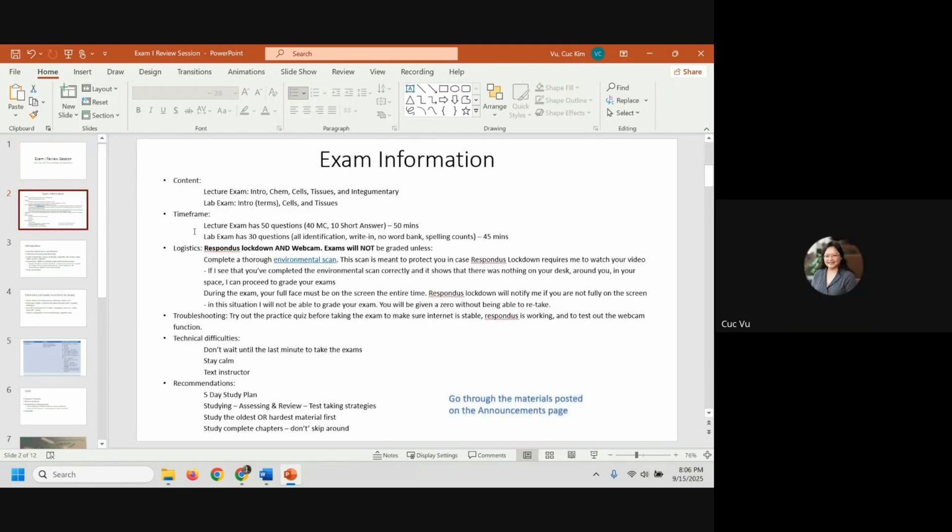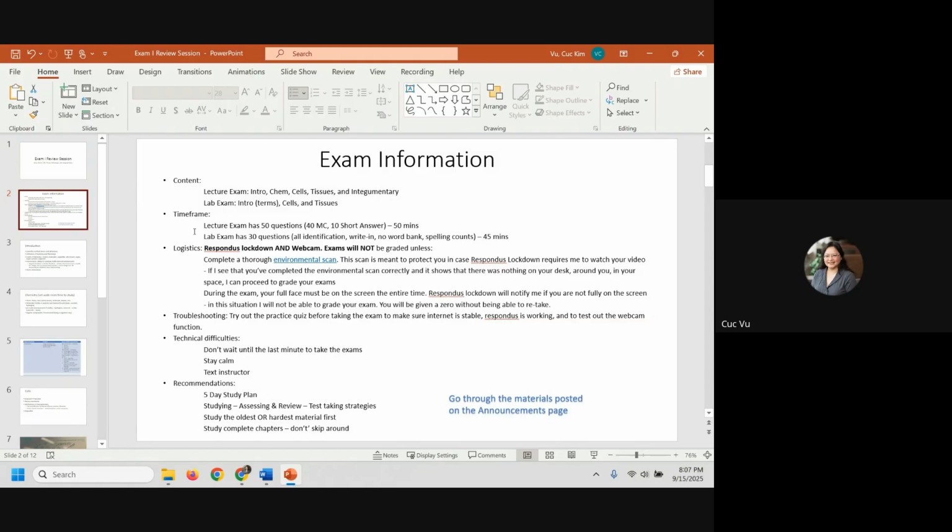So in terms of content, the lecture exam is going to cover intro, chem, cells, tissue, and integumentary. There are 50 questions. 40 of them are multiple choice and 10 are short answers. So when you go into the exam, you're going to see the 40 multiple choice first, and then the last 10 questions will be the short answer. Now, I could be tricky and just mix all the questions around, but that's not the purpose of this class. I just want to know whether you've learned it or not.